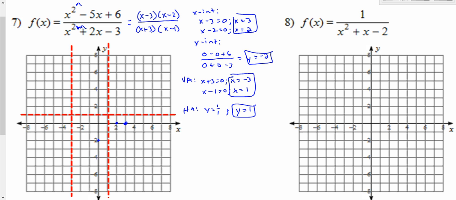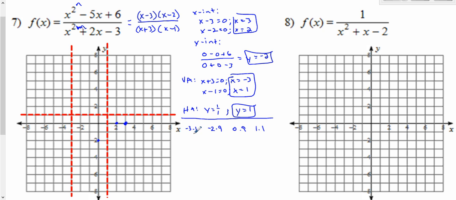And now I am ready to test the behavior of the graph. I will test to the left and right of each vertical asymptote by 0.1. Move that over a little bit. There we go. So if I go 0.1 units away from the vertical asymptote at negative 3, that's going to be negative 3.1 and negative 2.9. If I go 0.1 units away from 1, I will get 0.9 and 1.1. And I'm going to do my testing down below here.